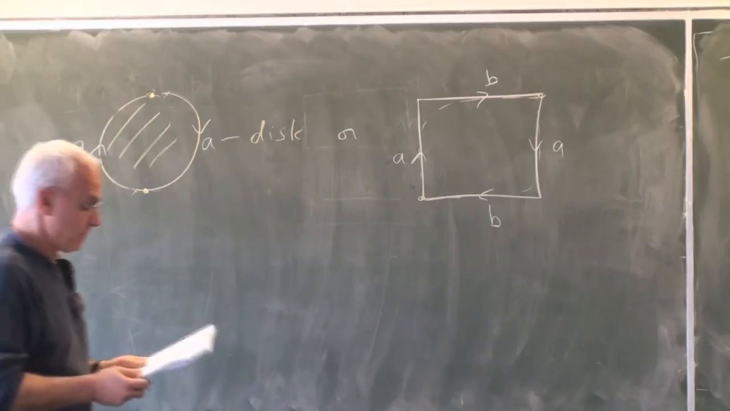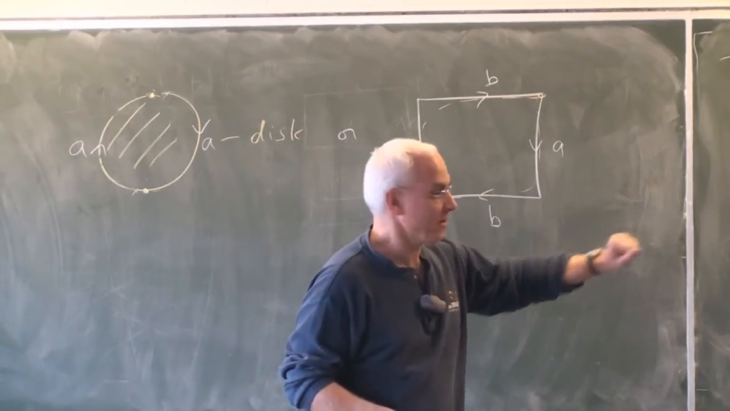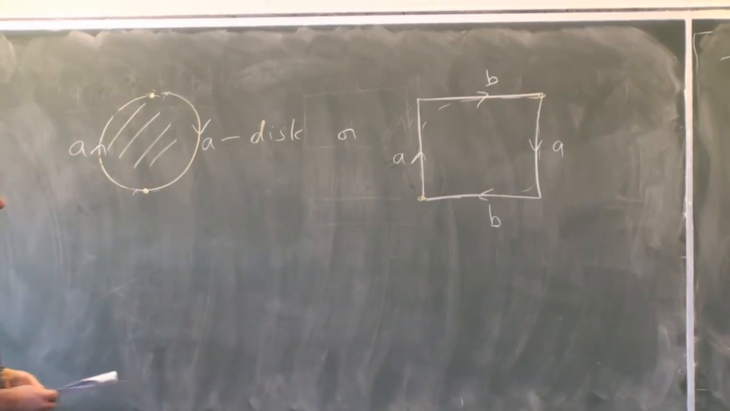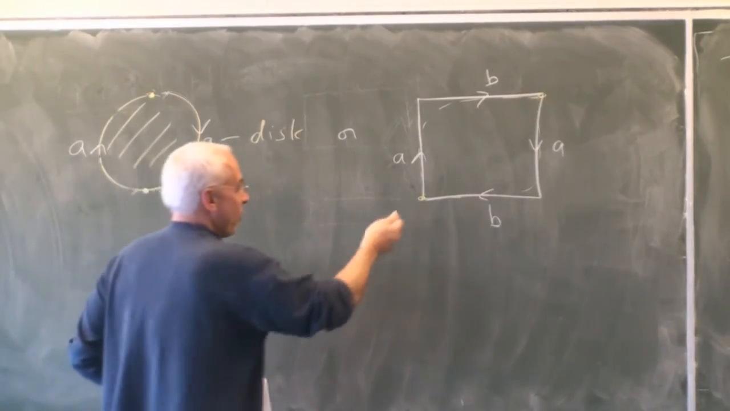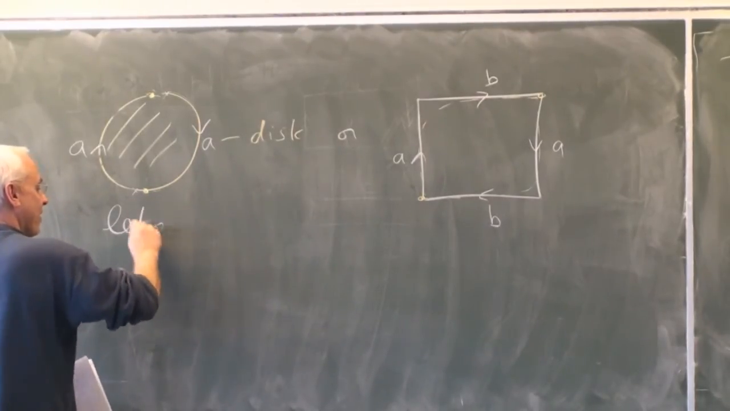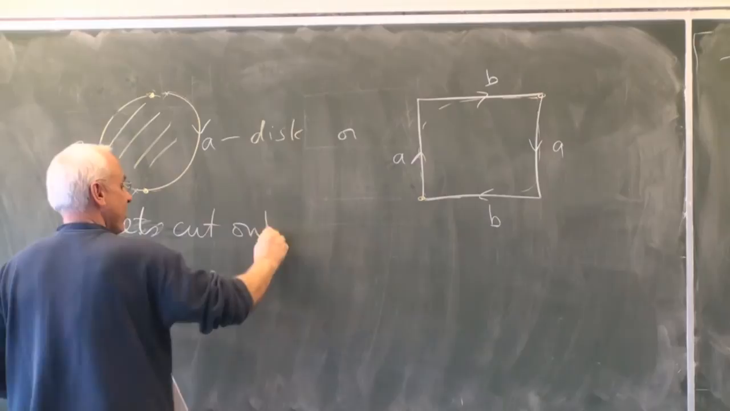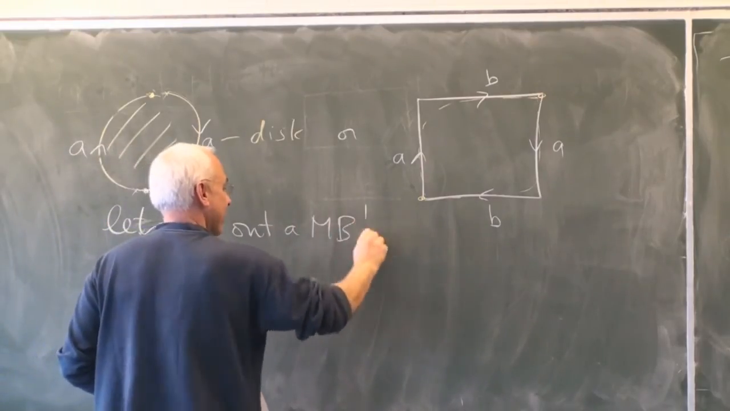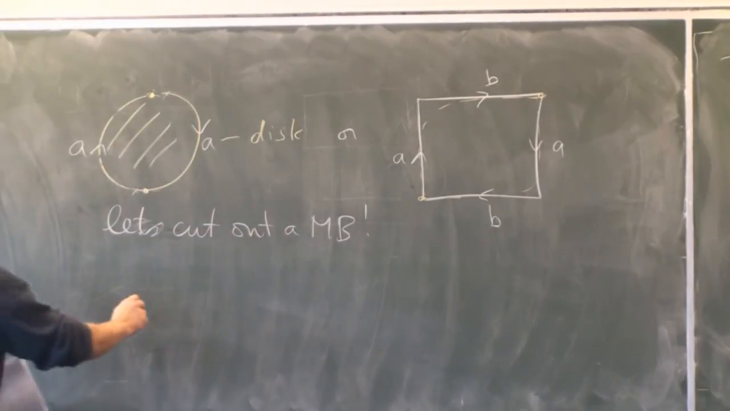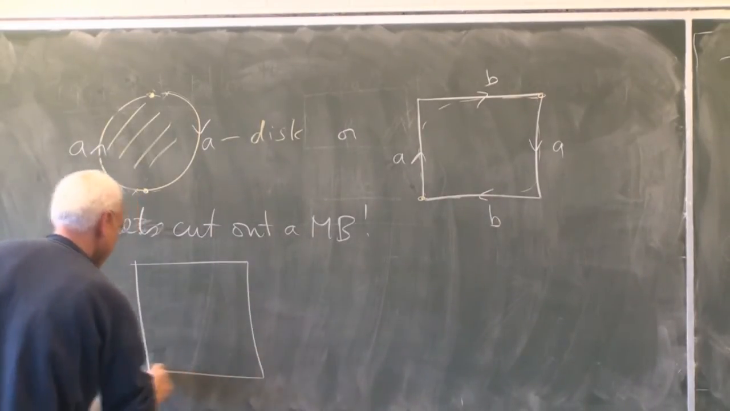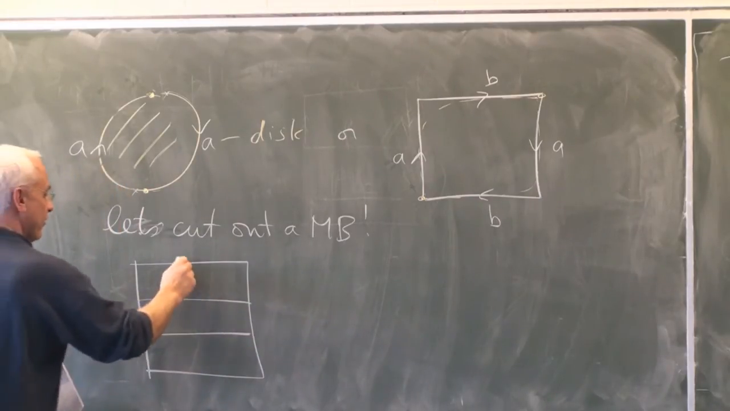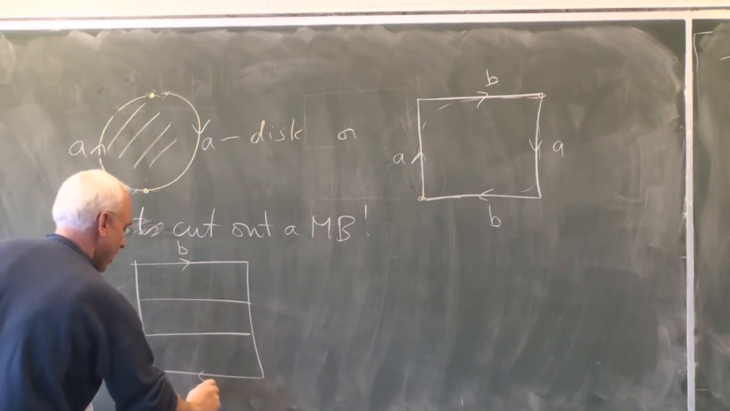Okay, so I propose to play the same trick that we did for the Klein bottle on this thing and decompose it. So what we're going to do is cut out a Mobius band. So we'll take that square and make two cuts like this. There's still B here and B in the opposite direction here.